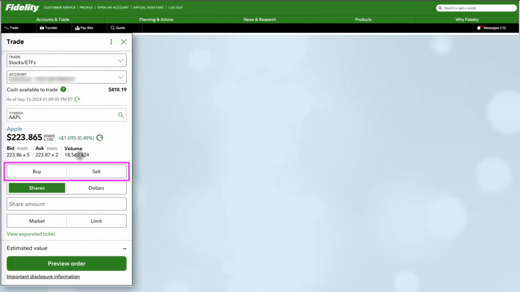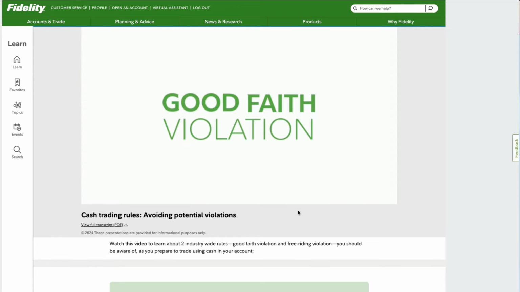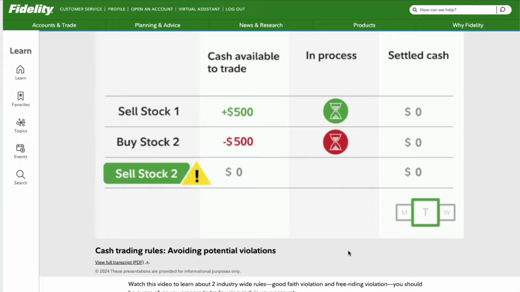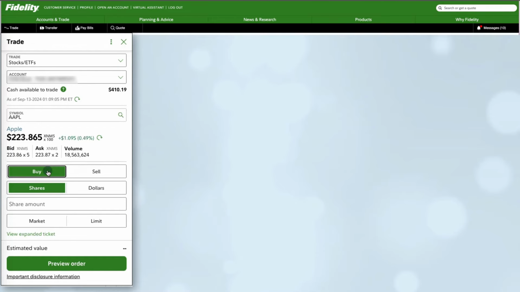Below, you have an option to either buy or sell the selected investment. If you try to sell a stock you don't own, you may commit a good faith trading violation, so only sell the stocks you own. We are going to buy more Apple shares, so I will select that button. The next step is to choose how many shares you want to buy. Since Apple stocks are at $223 per share, I will choose to buy 1 share.